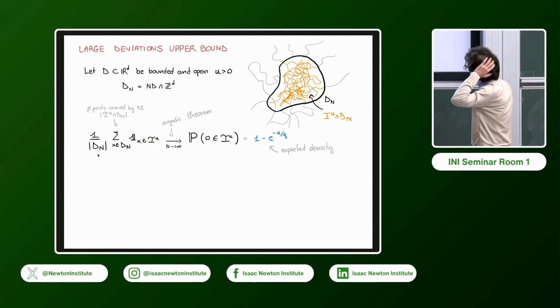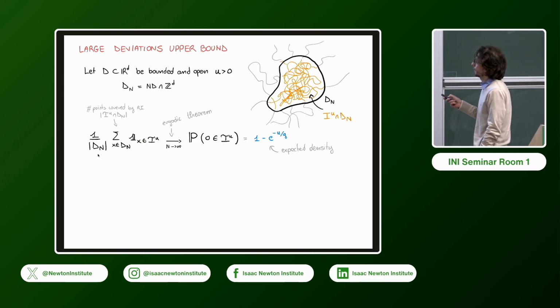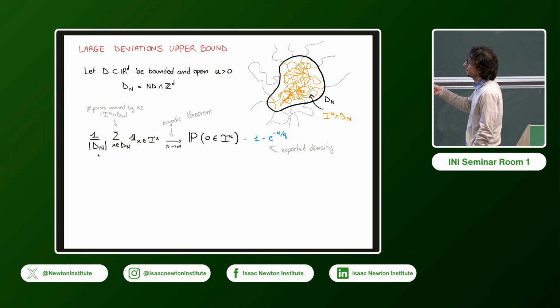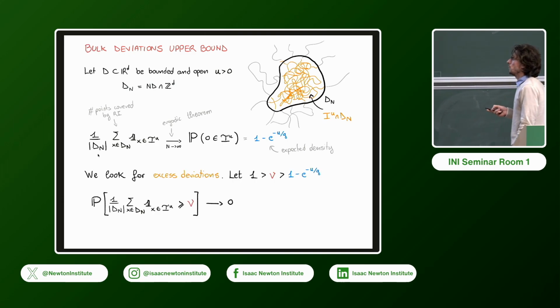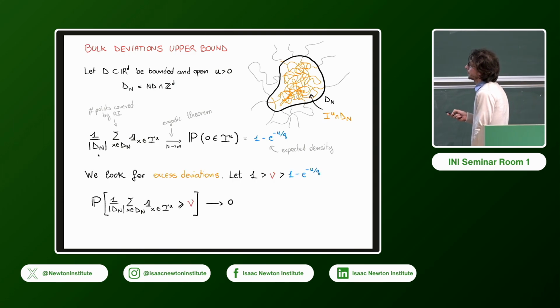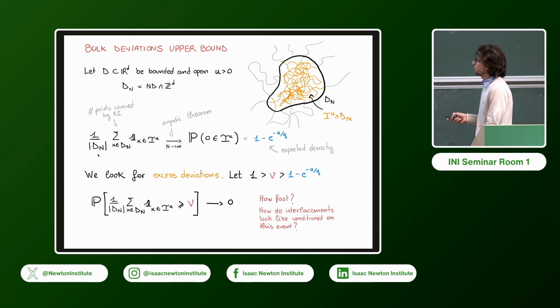And those of you that are familiar with the work of Van den Berg, Bolthausen, and den Hollander will recognize this function here. I will come back to this later as well. So we look for excess deviation. So let's take this fraction here to be bigger than this density. Otherwise, this event is not rare. And then the question is how fast this goes to 0. So how do interlacements look conditioned on this event?